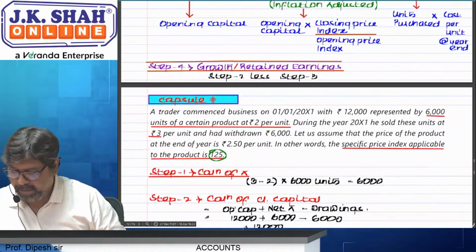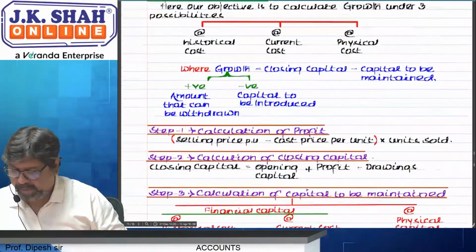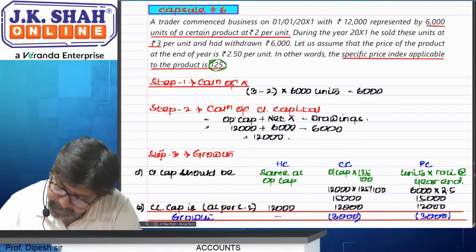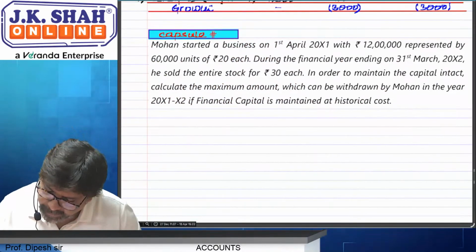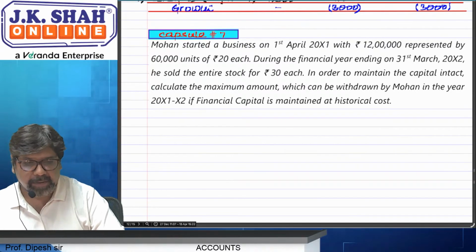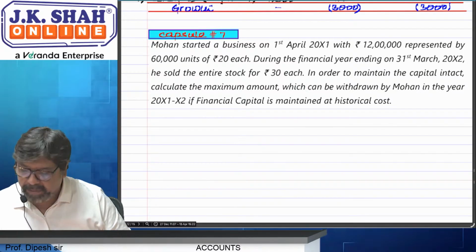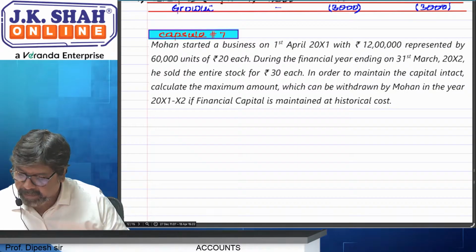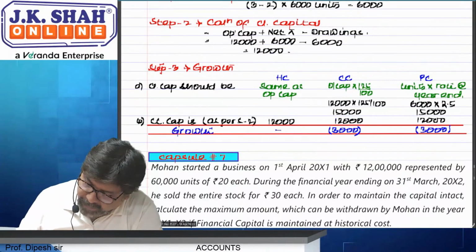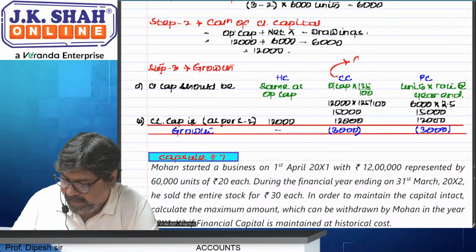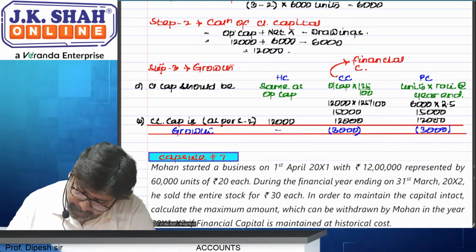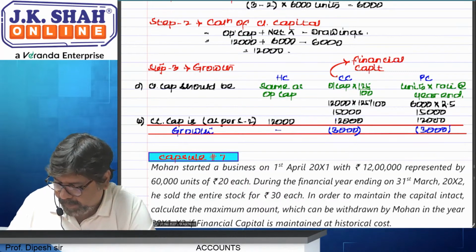Capsule number 5, capsule number 6, capsule number 7. Mohan started business with rupees 12 lakh represented by 60,000 units of rupees 20 each. Current cost is also known as financial capital. Correct?